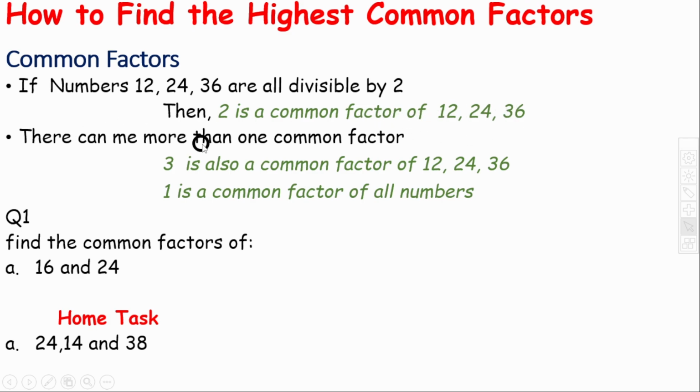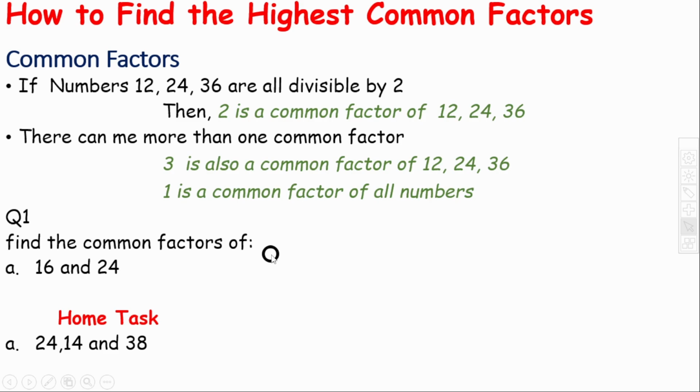And let me also tell you that there can be more than one common factor for a series of numbers. For example, 12, 24, and 36 can have other common factors too. 3 is also a common factor of 12, 24, and 36 because 12 divided by 3 is 4, 24 divided by 3 is 8, then 36 divided by 3 is 12. So you can see this number is also common. 3 is also a common factor of these 3 numbers. 1 is also a common factor of all the numbers. So you can have more than one common factor.